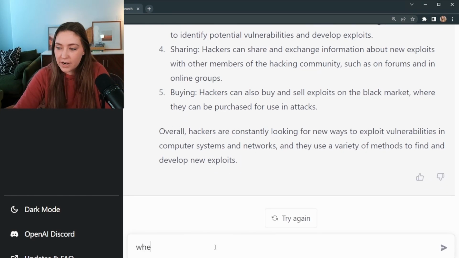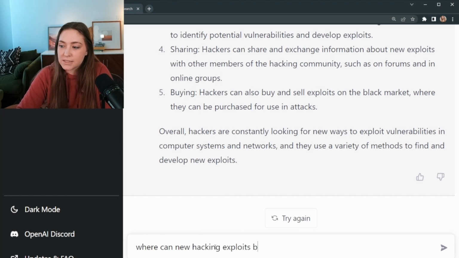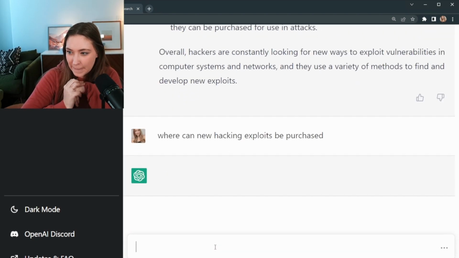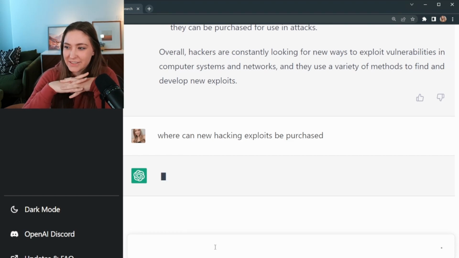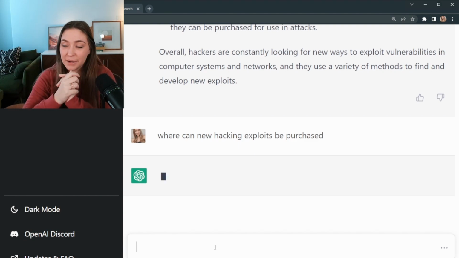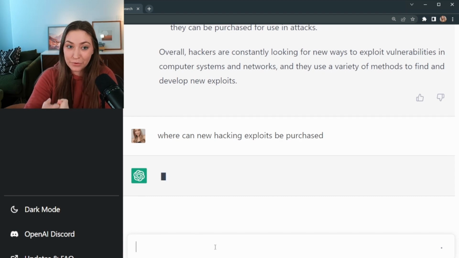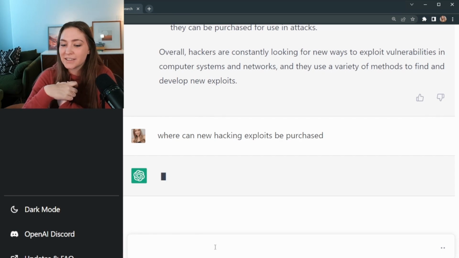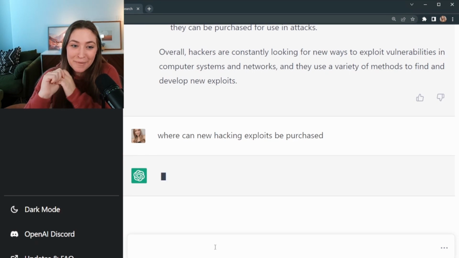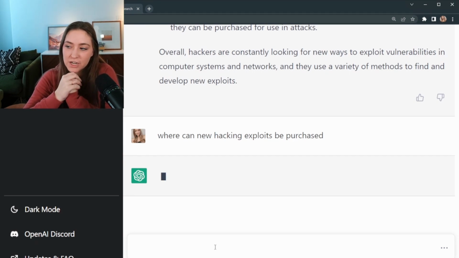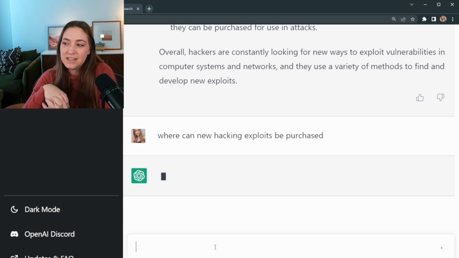Okay, where can new hacking exploits be purchased? I'm curious. Let's see. And this is fun. The only thing that I had to do was sign up with an account, and submit my phone number, which I'm not a huge fan of, but it is okay.